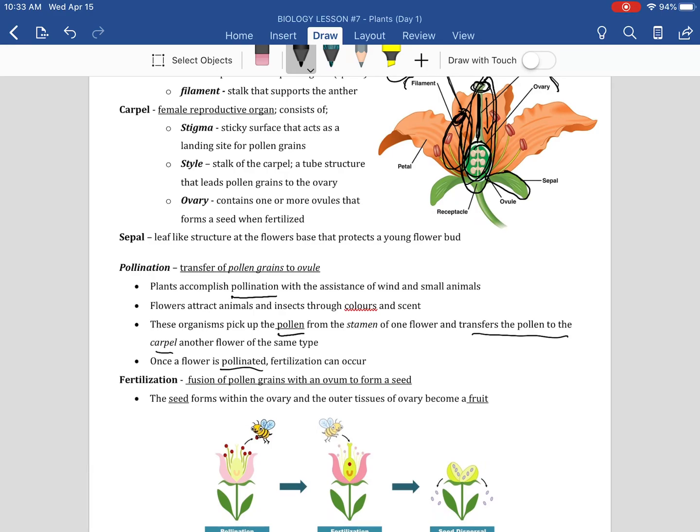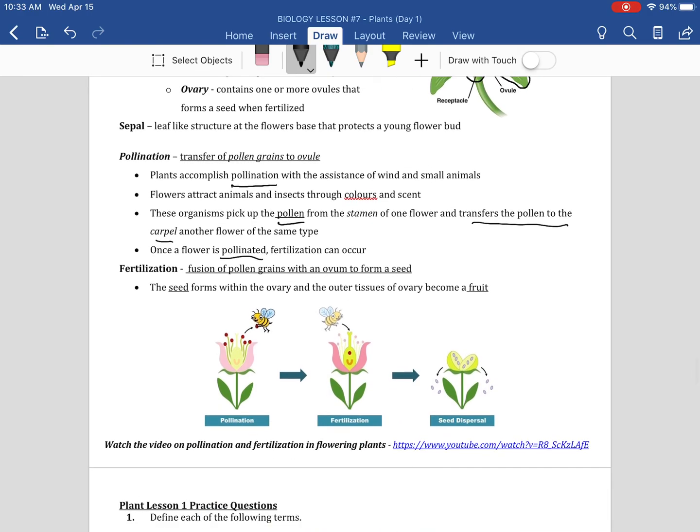So once the flower is pollinated, fertilization occurs. Fertilization is the fusion of the pollen grains with the ovum to form a seed, and those seeds form within the ovary, and the outer tissues of the ovary become the fruit.